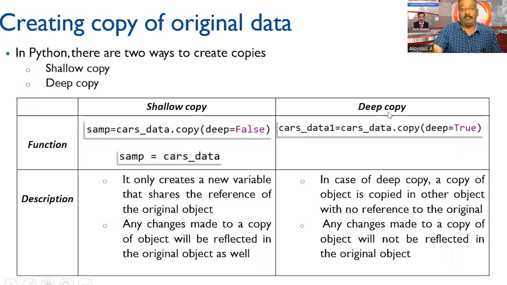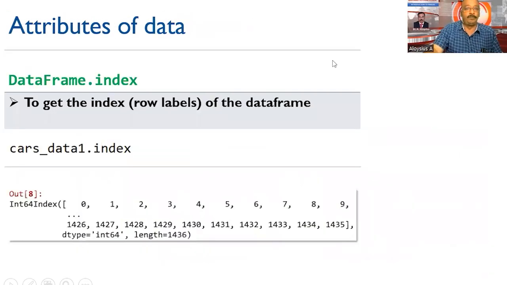Suppose you want to have a deep copy, a separate copy can be created using a deep copy. In this case, a copy of the object is copied to another object with no reference to the original file. So any changes made to the copy of the object will not be reflected in the original object. So that's the difference between these two types of copying, called shallow copy and deep copy.